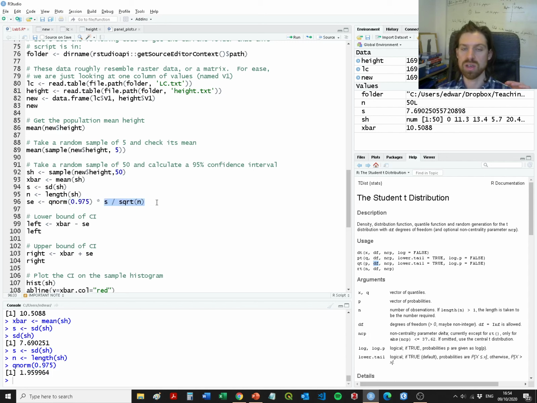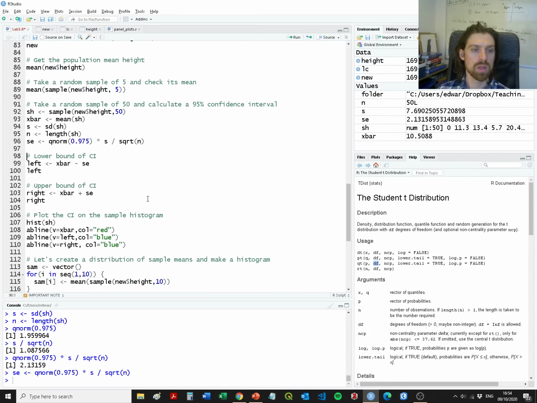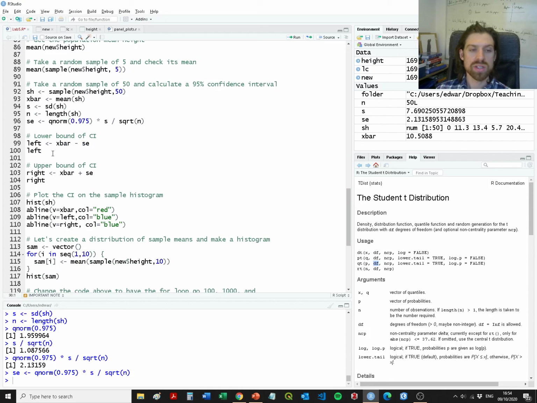Then let's take the standard error, so the standard deviation over the square root of n, which here is about 1.08. And then let's multiply them together to get the SE value, which I've now assigned to the global environment up here. So now we can estimate the lower and the upper bound as we've done before.